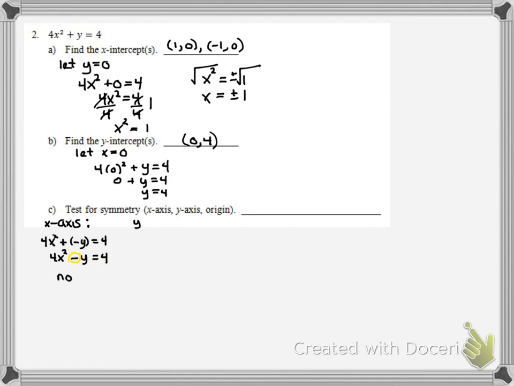So now we're going to move on to y-axis symmetry. For y-axis symmetry, you replace x with negative x.